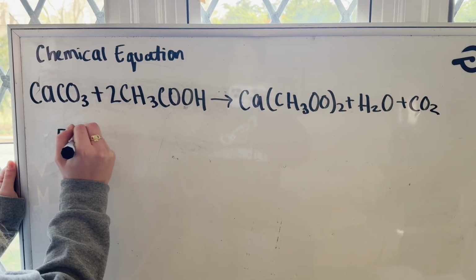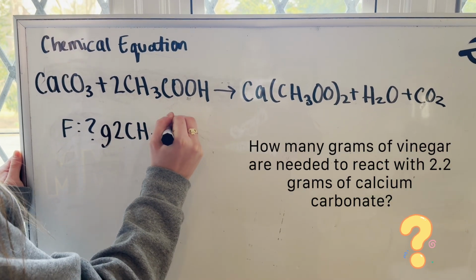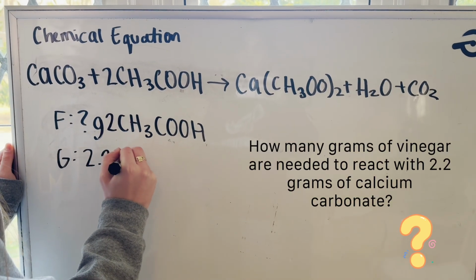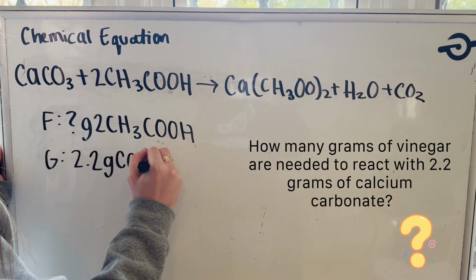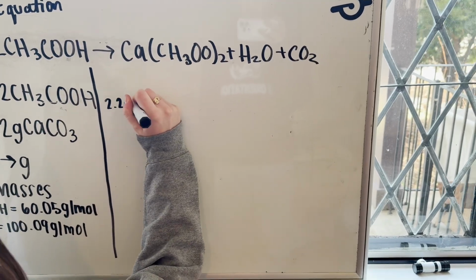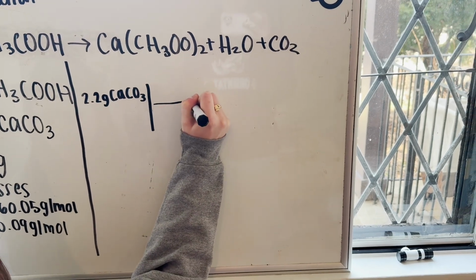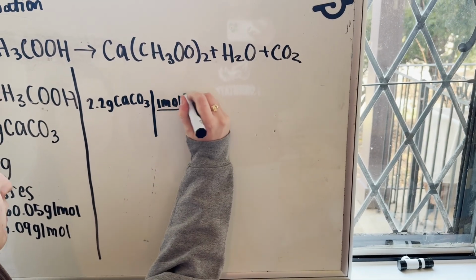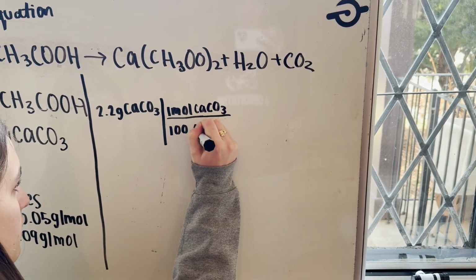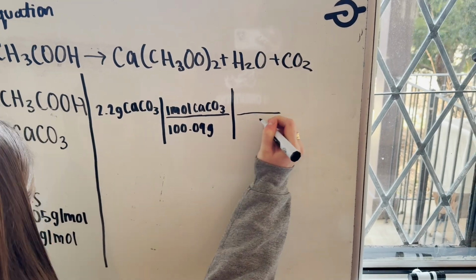So for today, we're going to be determining how many grams of vinegar are needed when we have 2.2 grams of calcium carbonate present. To do this, we're going to need to use stoichiometry, a grams to gram conversion. We're going to start with our given 2.2 grams of calcium carbonate, and we need to convert that to moles of calcium carbonate by doing the grams per mole conversion, with the molar mass being 100.09 grams per mole.